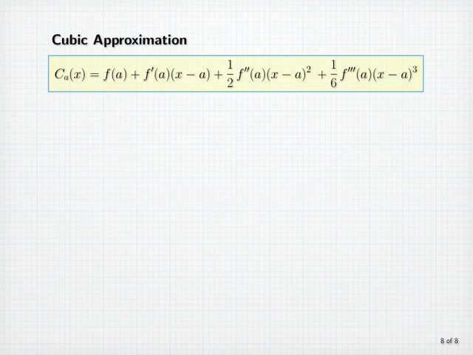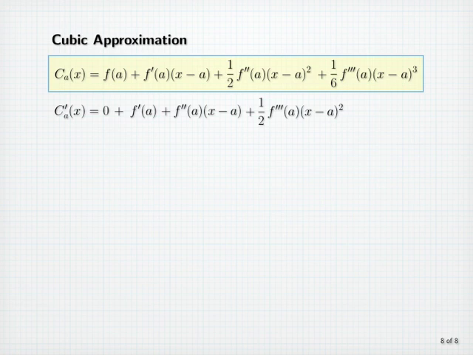Now let's look at the first three derivatives of this function. c sub a prime of x is equal to the derivative of f of a, which is 0, plus the derivative of the second term, which is f prime of a, plus the derivative of the third term, f double prime of a times (x minus a) to the first power, plus the derivative of the cubic term, which is 1/2 of f triple prime of a times (x minus a) squared.